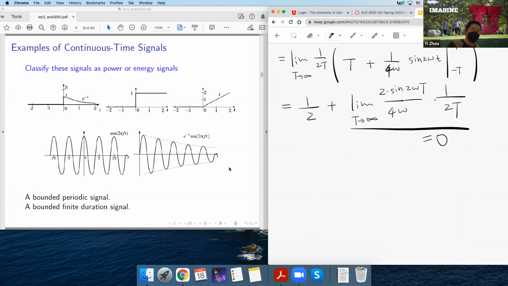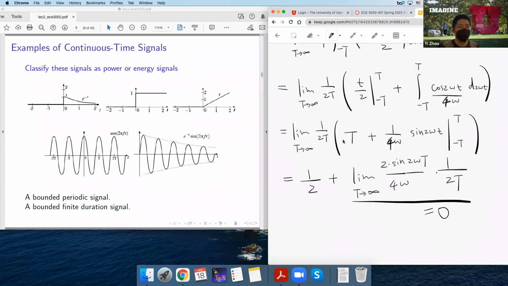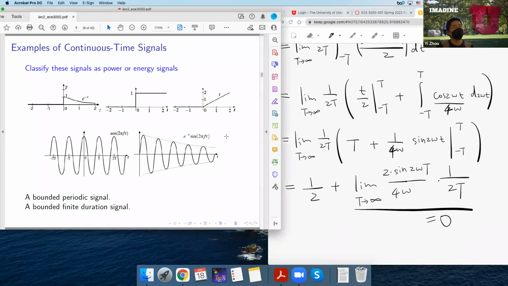Right. So this is how you should do the homework. Following the definition, write down the calculations, and be careful, because in the homework you may deal with complex signals. Here we are looking at real.